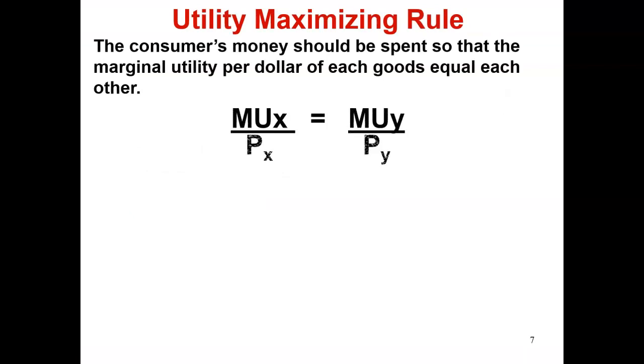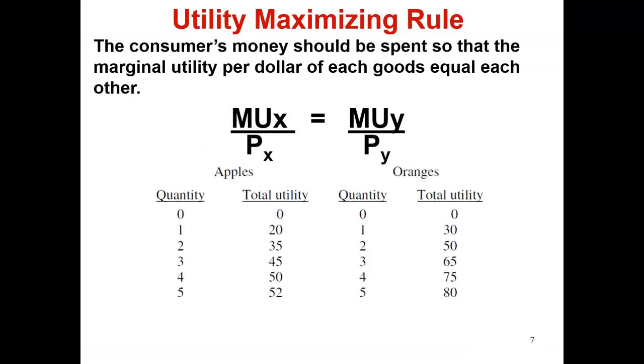The utility maximizing rule, this is it. Marginal utility of good X over the price of good X should be equal to the marginal utility of good Y over the price of Y. And that means the very last two goods, apples in this case and oranges in this case, each one of those has to have the exact same marginal utility per dollar.